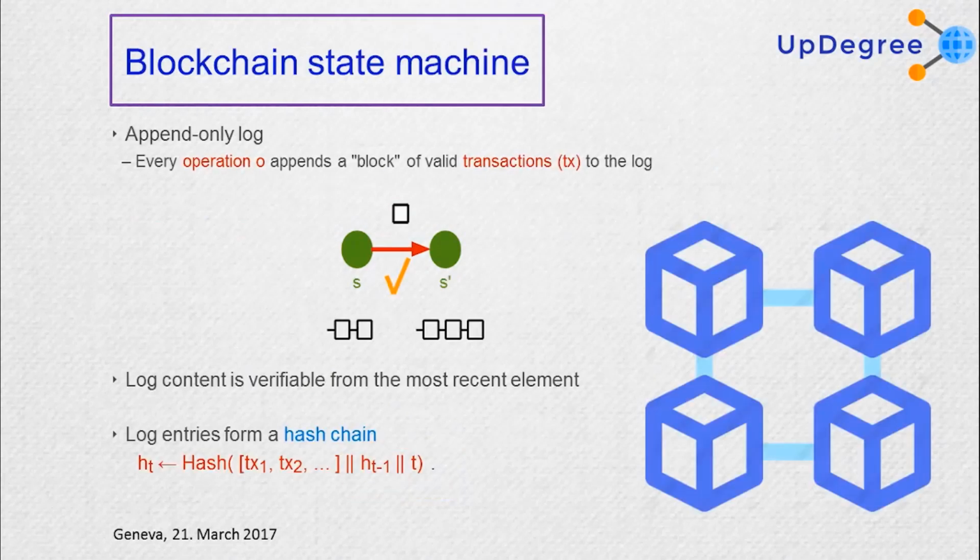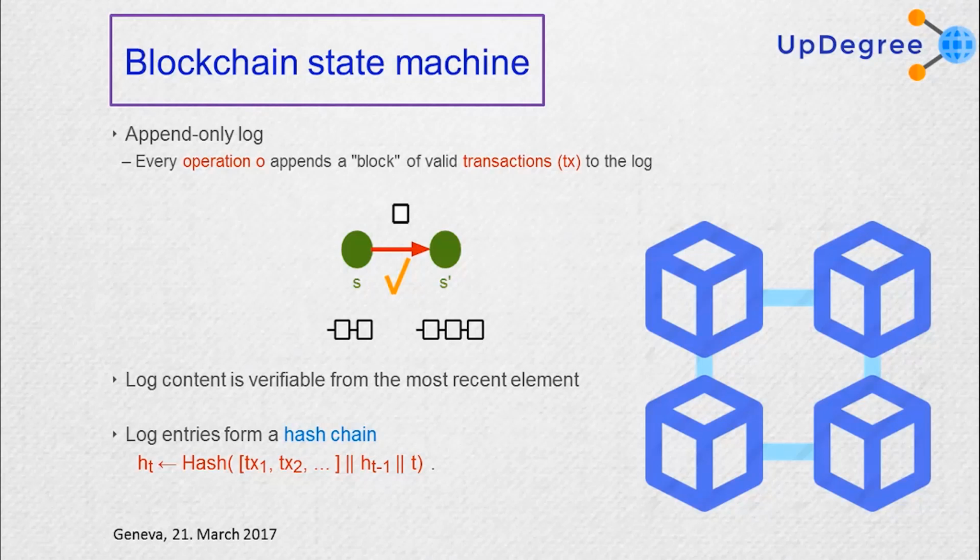Why does it come up? Because I'm talking of a blockchain state machine. That means there is only one append-only log. Every operation appends a block of valid transactions to the log. So S to S' will have increased from 2 blocks to 3 blocks. That's all. Nothing else. It's only an append-only log and keeps adding the blocks. And the second thing is each log content is verifiable from the most recent element. And each log entry comes from a hash chain.